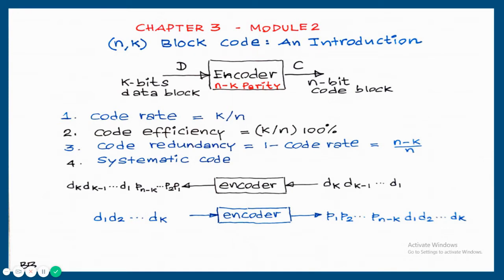Fourth definition is systematic code. The transmitted code contains n bits. Out of n bits, the first k bits are data bits and the last n minus k bits are parity bits. Then the code is known as systematic. It is not necessary that the leftmost k bits are data bits or the rightmost n minus k bits are parity bits. The only requirement is there should be a fixed position for data bits and a fixed position for parity bits.